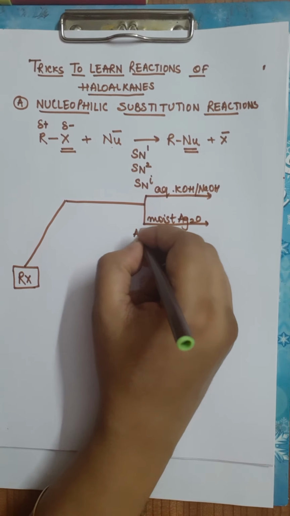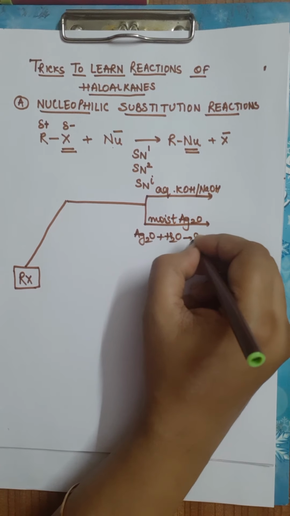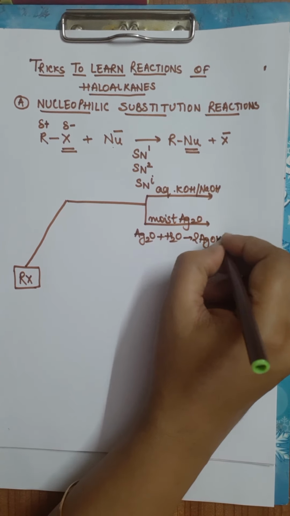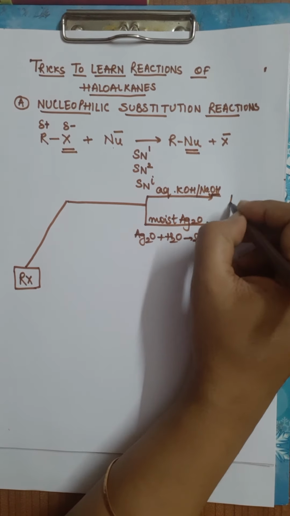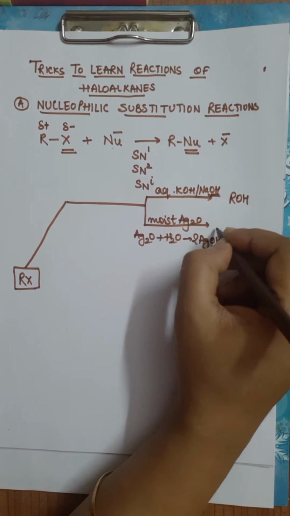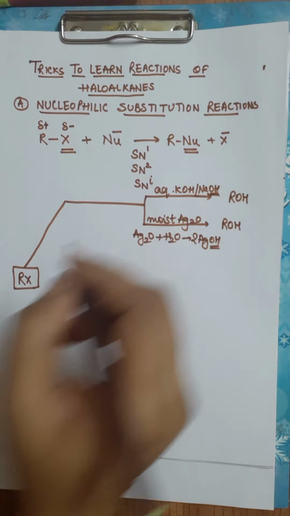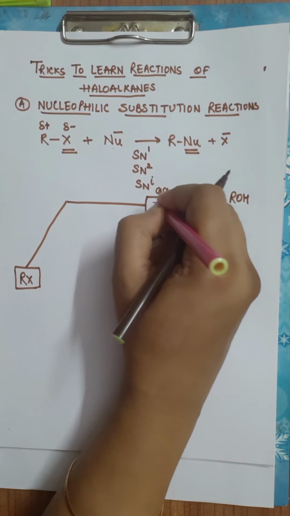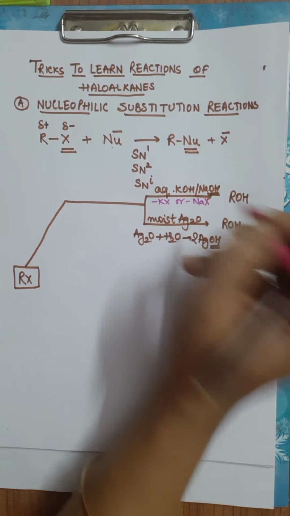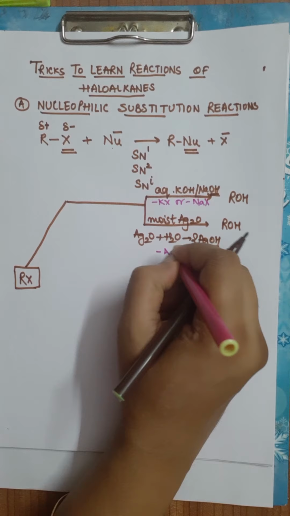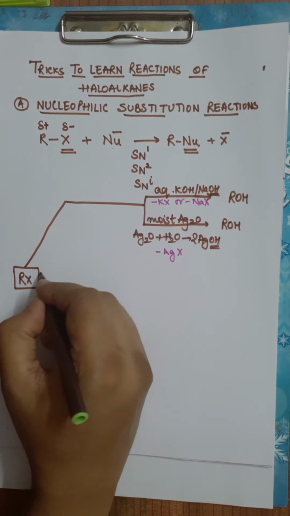Moist silver oxide, what does it do? Ag2O plus H2O gives you 2 AgOH. So here this is also giving you OH. So the nucleophile here is OH. The product formed is ROH in both the cases, and the byproduct that you get will be minus KX or minus NaX, and here it will be minus AgX.